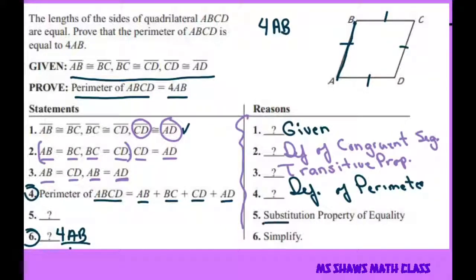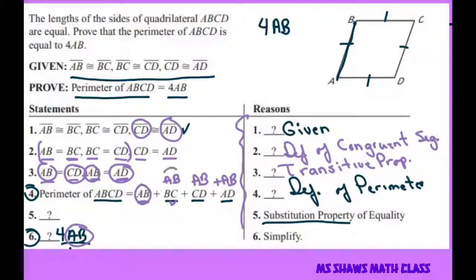And then what we're going to do is substitution, because we want everything in terms of AB. So look what I'm going to do here. So I have AB. That's what we want. We want 4 of these ABs. But BC equals AB. So I'm going to substitute. That's AB. And CD equals AB. So that's AB. And AD equals AB. So that's also AB. And so we have 4 of these. 1, 2, 3, 4. So that's the substitution power.